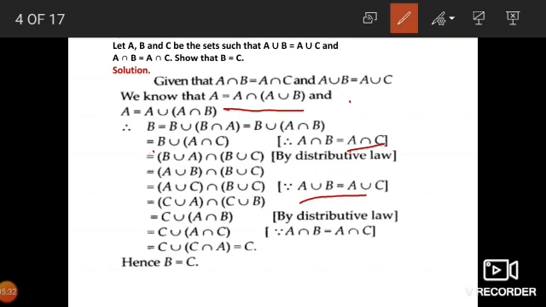We want B equal to C, is it? So take B and prove it is equal to C. So (C union A) intersection (C union B). By distributive law take C out common. So C union (A intersection B), that can be written as C union (A intersection C), that is equal to C. So B is equal to C.